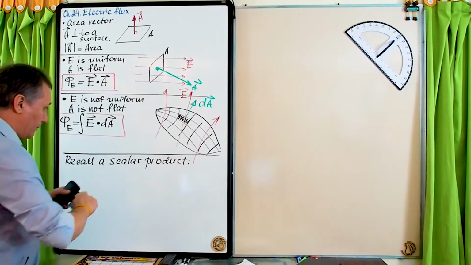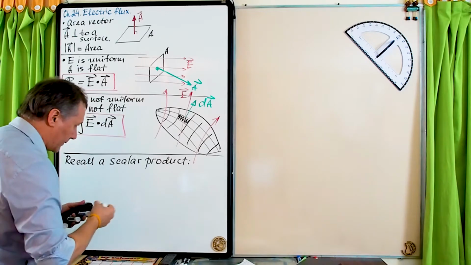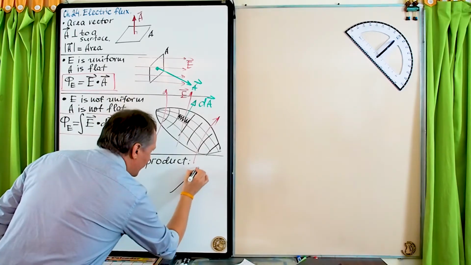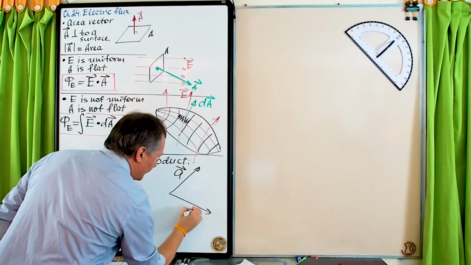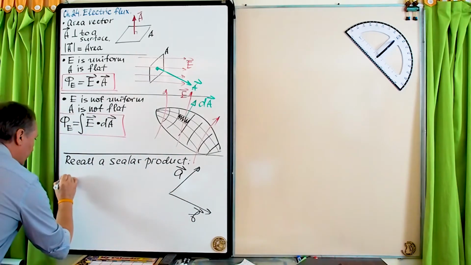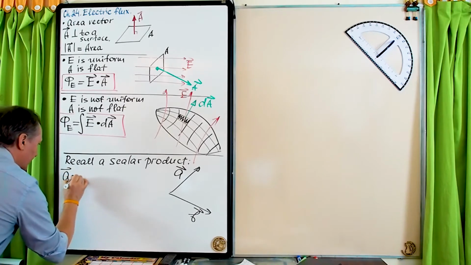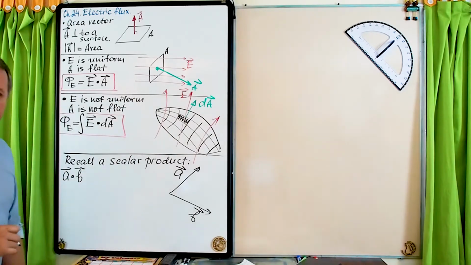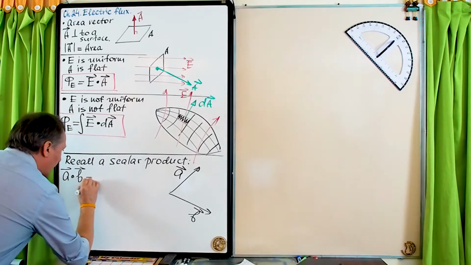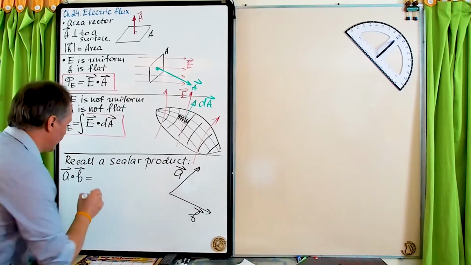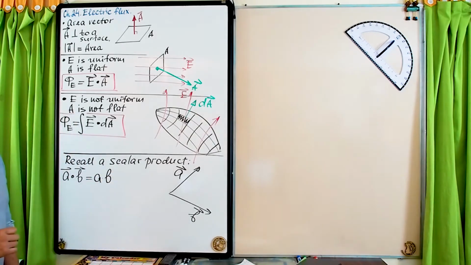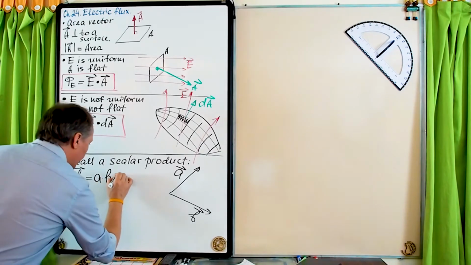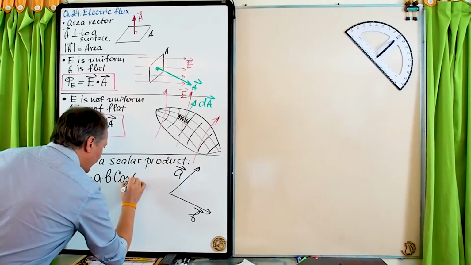So, scalar product. Let's assume that we have two vectors, A and B. How can we calculate a dot product between these two vectors, A dot B? There are two ways. First one, you just take the absolute value of this vector times the absolute value of the second vector times the cosine of the angle between them.